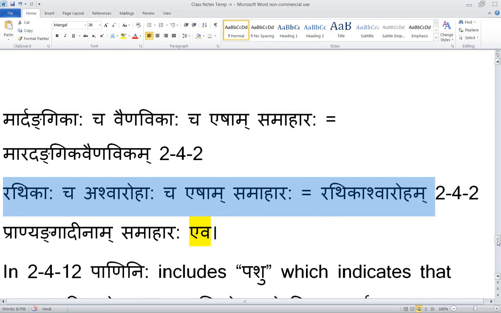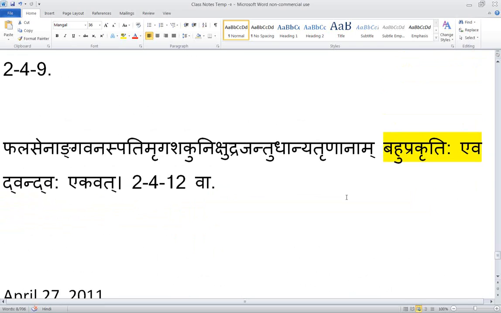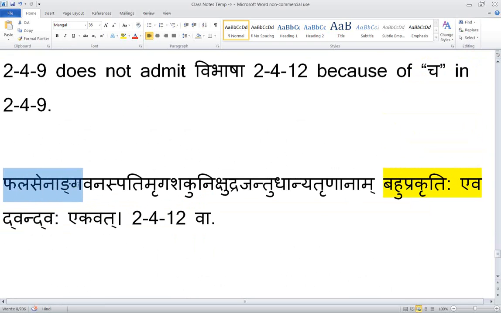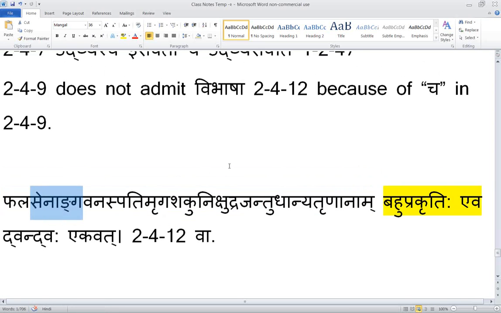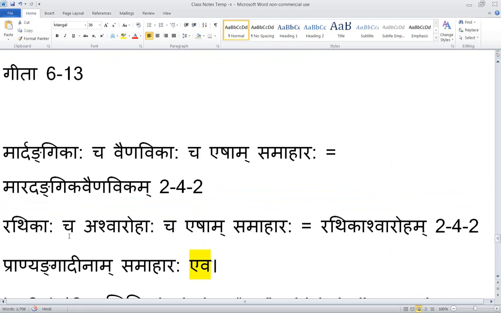At the end of the last class, we saw that 2.4.12 has a vartikam. It says: hala, senanga, vanaspati, mruga, shakuni, kshudrajantu, dhanya trananam, bahuprakritir eva dvandvas ekavat. So for these categories, only when it's plural can you make it an ekavat samaharaha. In that comes senanga. So rathikashcha ashwarohashcha is fine: samaharaha rathikashwaroham. But if you make rathikaha singular, ekavachanam, ashwarohashcha, it becomes rathikashwarohau. Rathikashwaroham will not be there. That is the vartikam on 2.4.12.